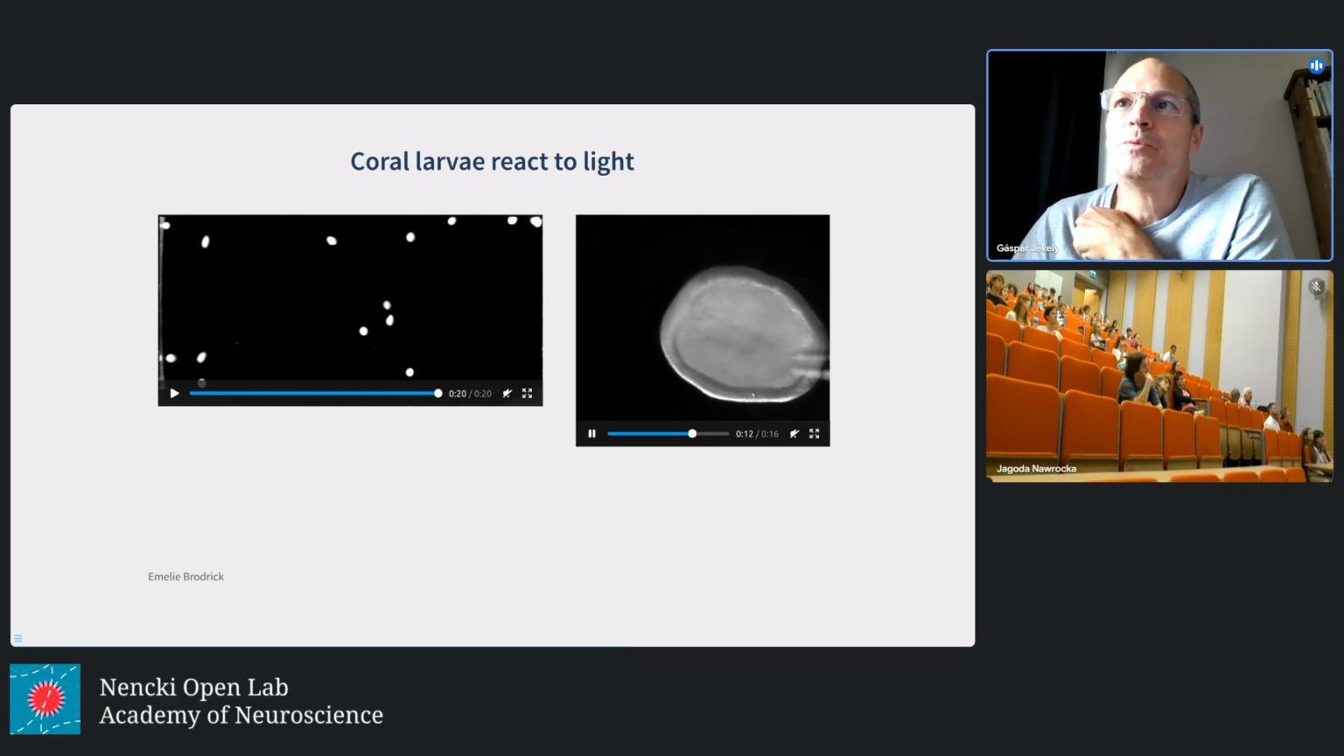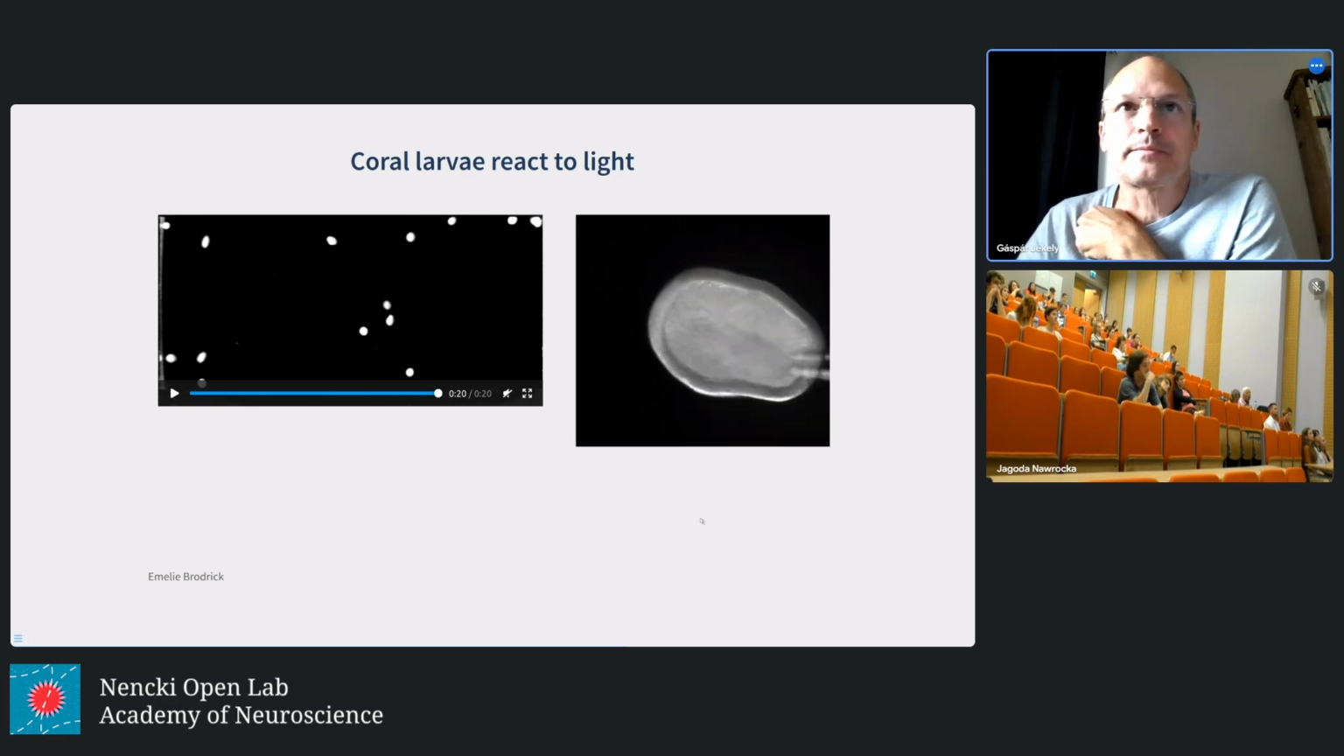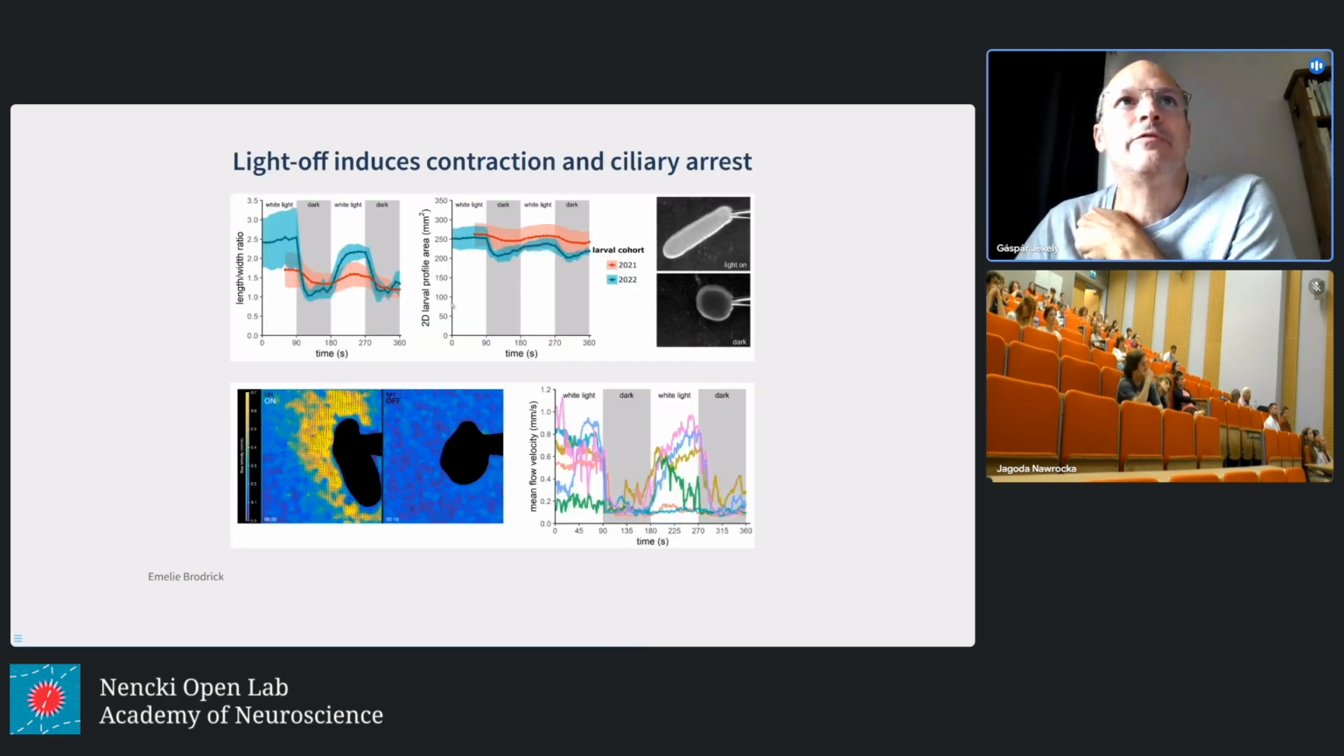And what also happens when we switch off the lights, you can see in this video that the larva contracts. So, since this is light on and light off, they contract. And here's some quantification. So this is the length width ratio. So basically to quantify the contractions, you can see that the larvae contract when the light is off, and then they relax and they contract again.